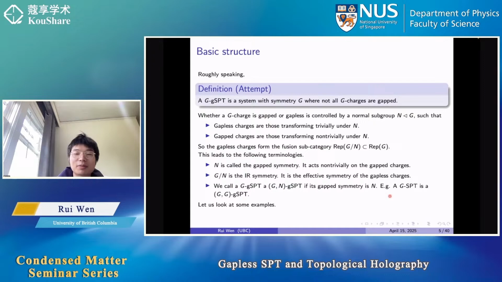A very interesting example is that a G-SPT is a gapless SPT. This sounds like bad terminology, but later I will give a classification of G/N gapless SPTs, and if you take N to be G, you get cohomology. Okay, you get the G-SPT classification. So this is actually very nice. So let's look at some examples.